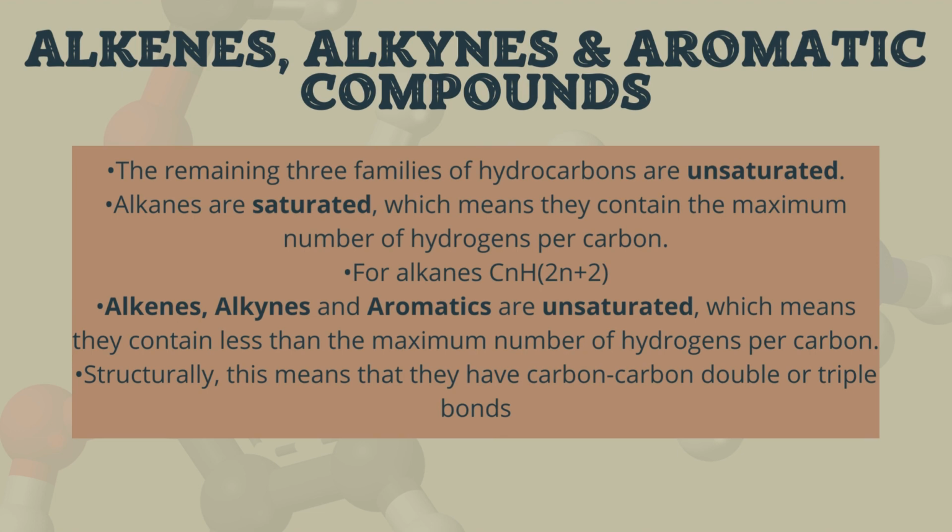The remaining 3 families of hydrocarbons are alkenes, alkynes, and aromatics, and these are unsaturated. So we have discussed saturated and unsaturated, but basically when we're talking about unsaturated, this means that they contain less than the maximum number of hydrogens per carbon. All right. Structurally, this means that they have carbon-carbon double or triple bonds.